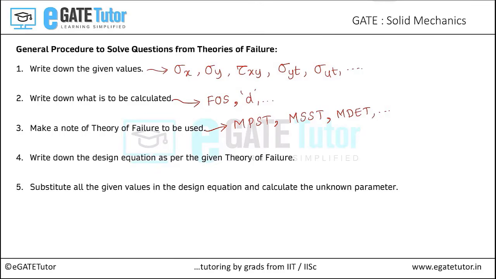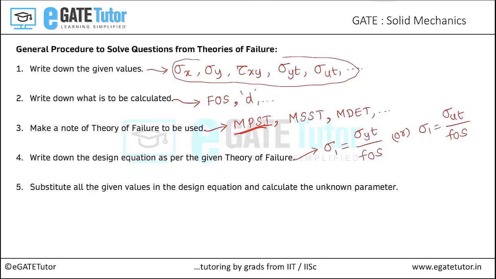For suppose if the theory of failure is maximum principal stress theory, the design equation or failure condition generally is: if sigma 1 is the maximum principal stress, then sigma 1 should not exceed the yield stress in tension divided by factor of safety, or sigma 1 should not exceed sigma ut divided by factor of safety. The last step is to substitute all the given values in the design equations and to calculate the unknown parameter. If the state of stress is given in sigma x, sigma y, and so on, it is always recommended to calculate the principal stresses for the given loading, because most theories of failure will only use principal stresses in their calculations.